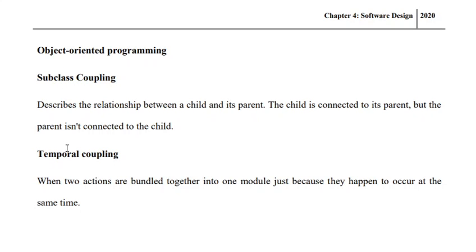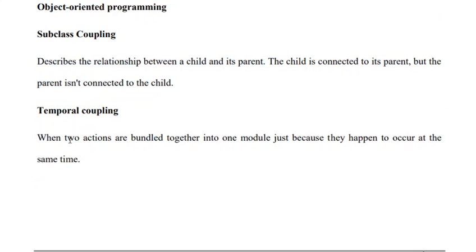Now let us move on to the other classes of coupling associated with object-oriented programming, that are called subclass coupling and temporal coupling. So you can go through it, right? So subclass coupling basically describes the relationship between a child and a parent. The child is connected to its parent, but the parent isn't connected to its child, right? Temporal coupling, when two actions are bundled together in one module just because they happen at the same span of time. So that is the temporal coupling and the subclass coupling that you have.